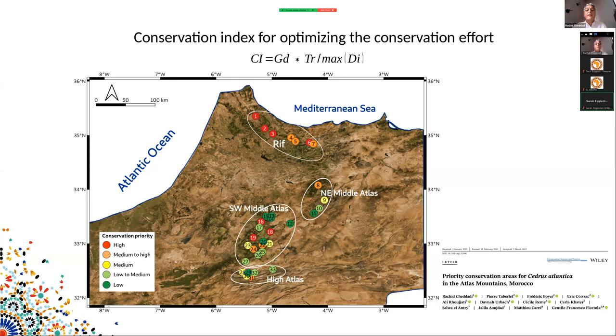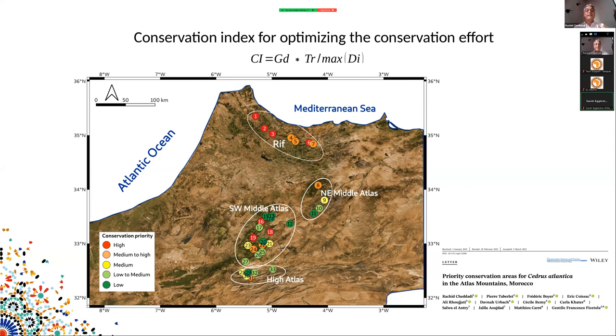So the populations that should be preserved in priority are those in the Rif Mountains, which are in red and orange. And indeed, these populations have the highest genetic diversity, and therefore they are supposedly capable of more adaptation than the other populations, and they are located in highly rugged areas. But as I said earlier, the problem in the Rif Mountains is that these populations are almost at the top. So there is a very urgent need to preserve these microrefugia with these small populations. But there are also other populations in the northeast of the Middle Atlas here, or in the Middle Atlas here.